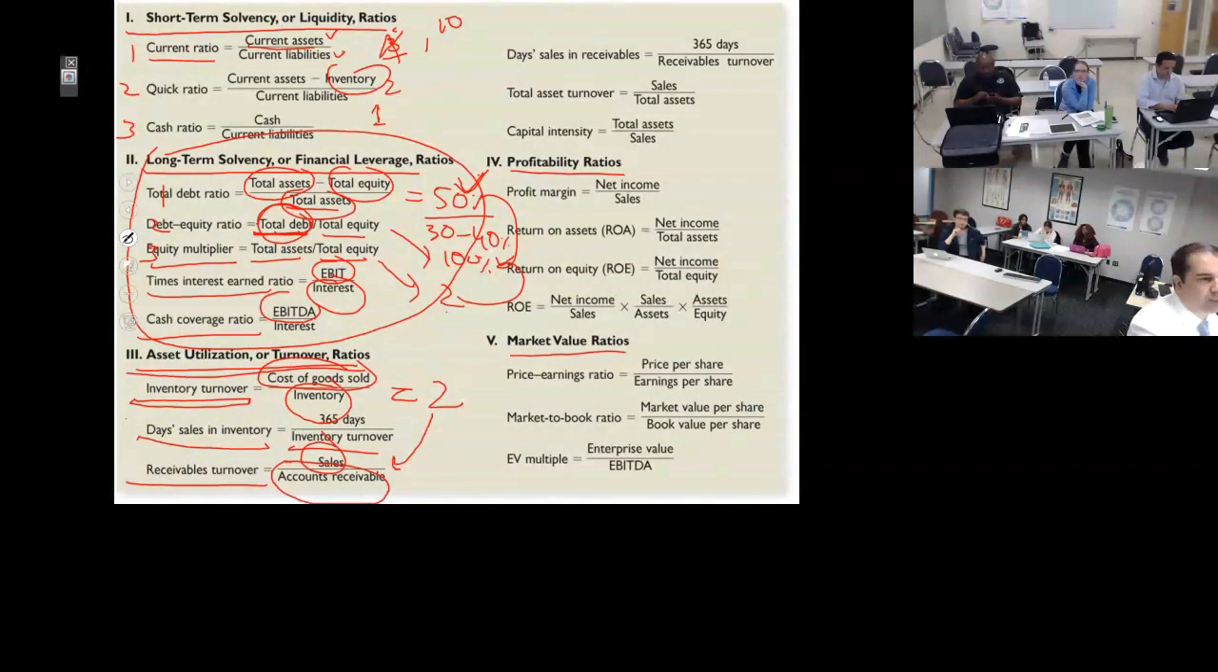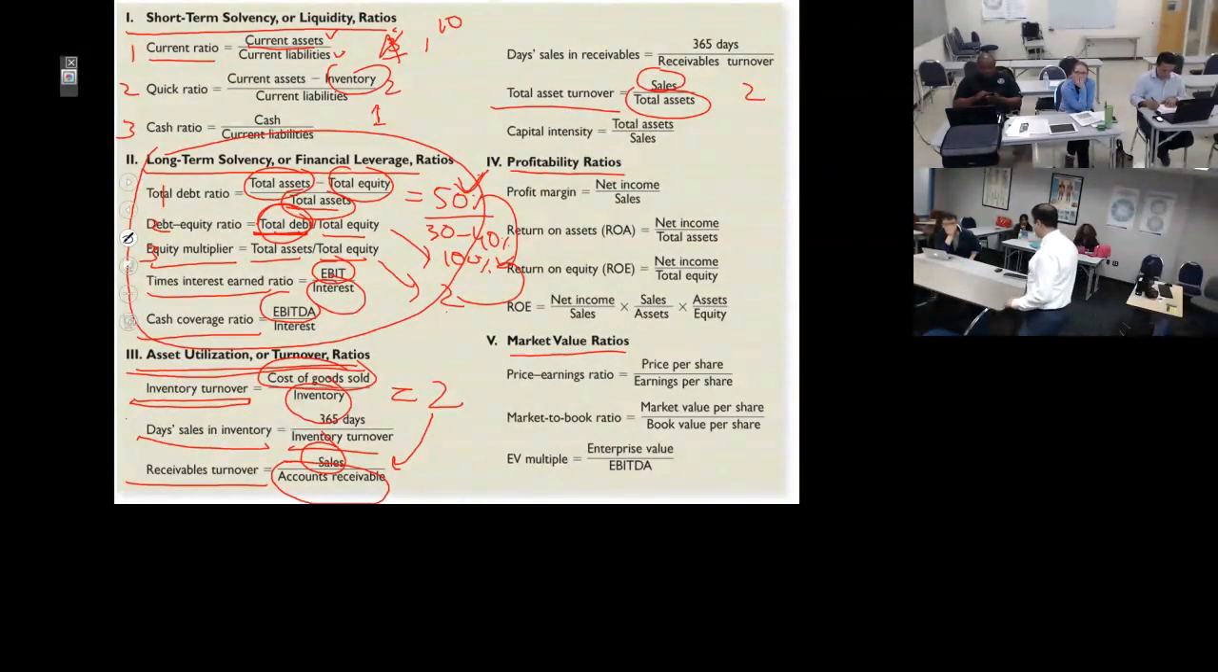Now let's go to the total assets turnover. This is pretty simple. Total sales, this number coming from the income statement, divided by total assets, which comes from the balance sheet. So if this ratio is 2, for example, that means your sales are 2 times larger than your total assets, the total size of your company. In other words, if you were to sell your company and buy another company and sell it, you could do that 2 times a year.